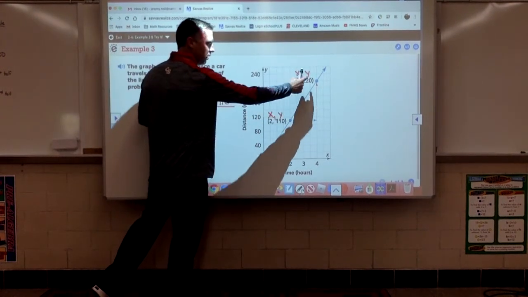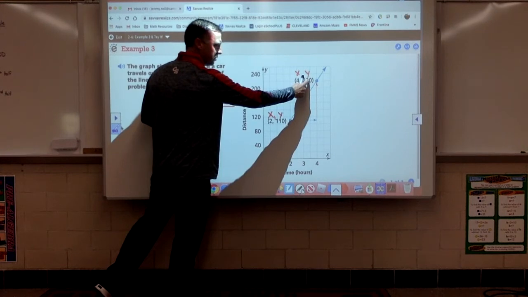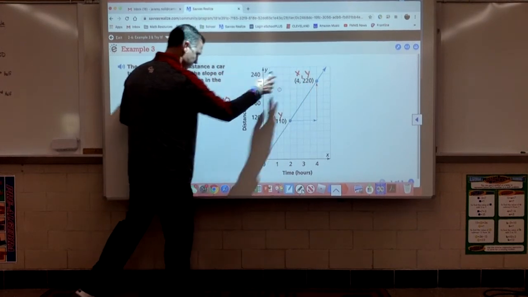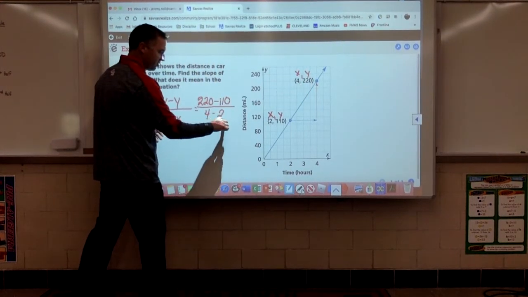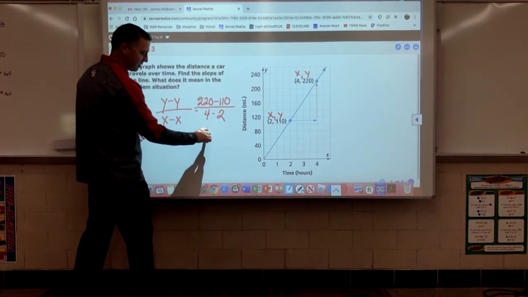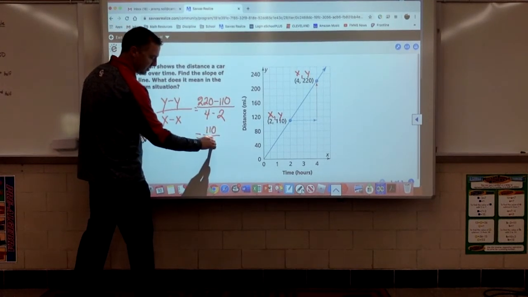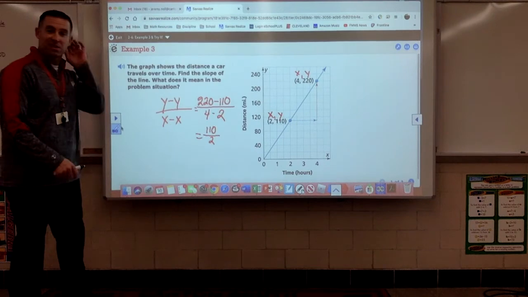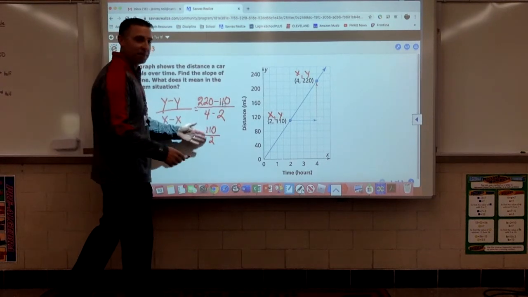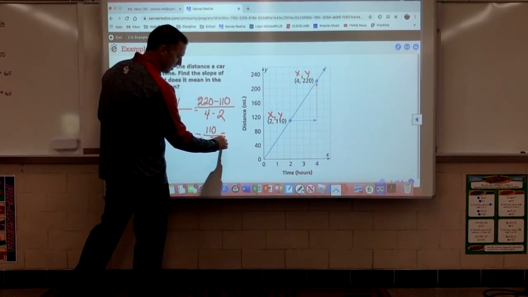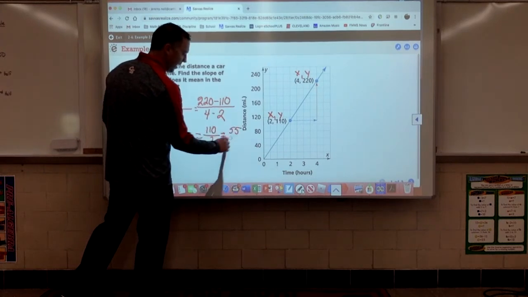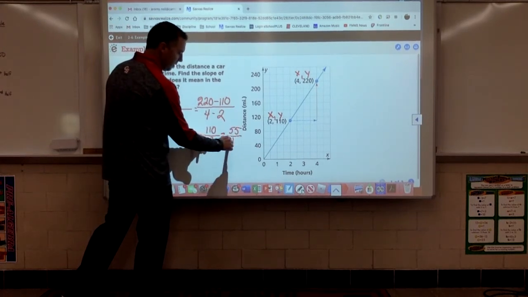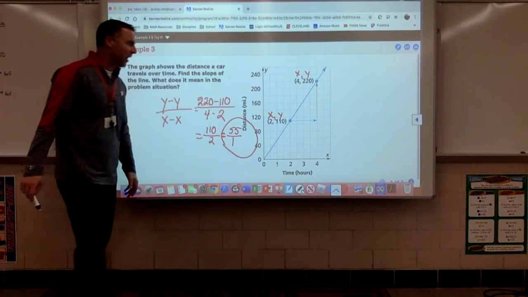No, why not? Because we did 220 first. Oh, we got to start with that one again? Yes. So we go 4 minus 2. Okay, we do the math. This is 110. This is 2 on the bottom. Now we simplify. This has a common factor of 2. 110 divided by 2 is 55, and 2 divided by 2 is 1. My slope is 55 over 1.